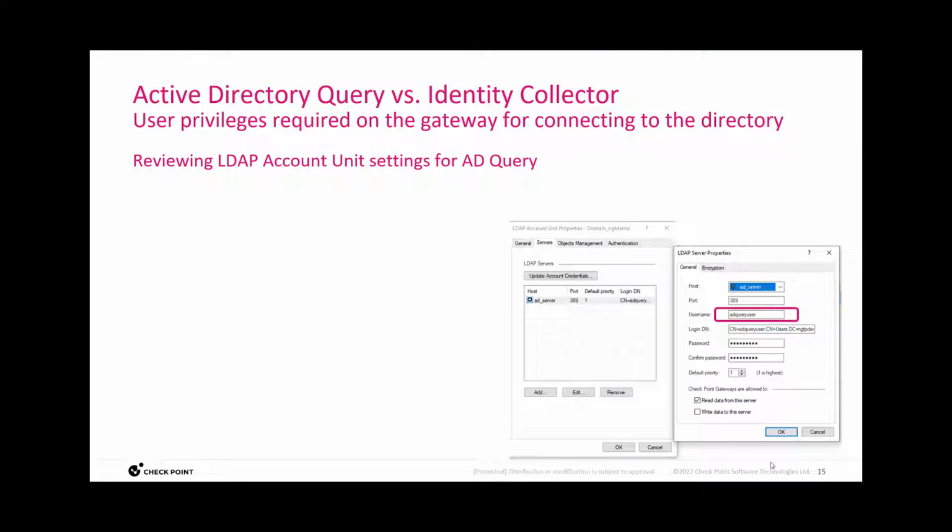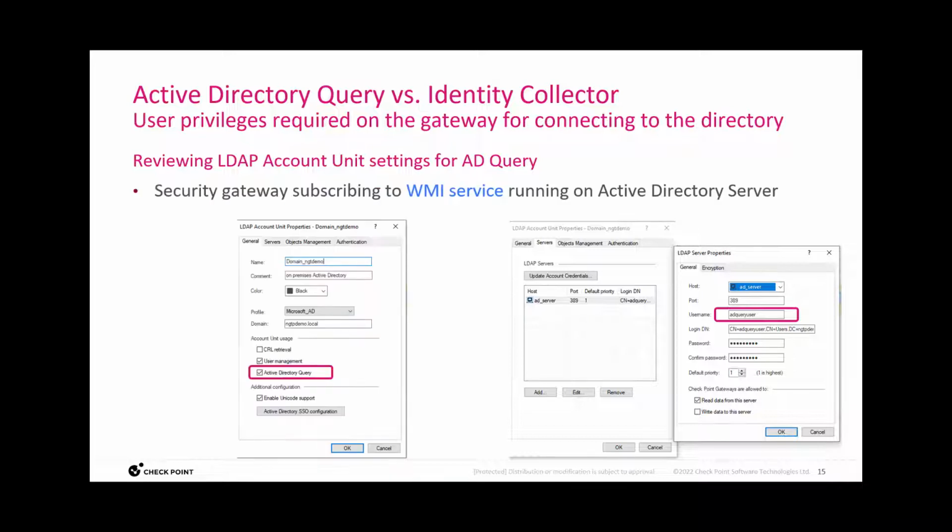If we are reviewing the way that Active Directory query is working compared to the identity collector, we need to focus on the basic functionality that the security gateway is subscribing to the WMI service running on the Active Directory server. By enabling this flag, you enable the WMI service subscription. The user ID that the gateway uses to run the WMI query is based on the username that you specify inside the object for the LDAP server properties.